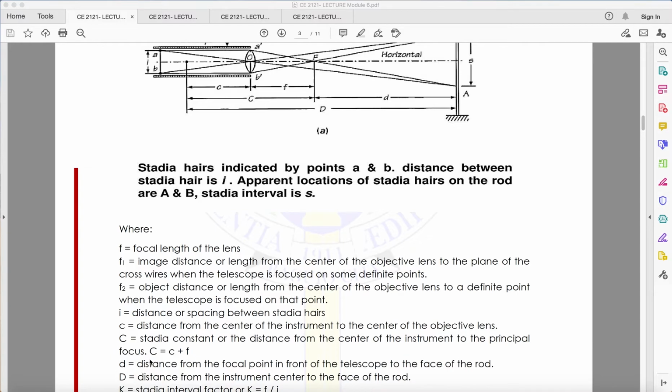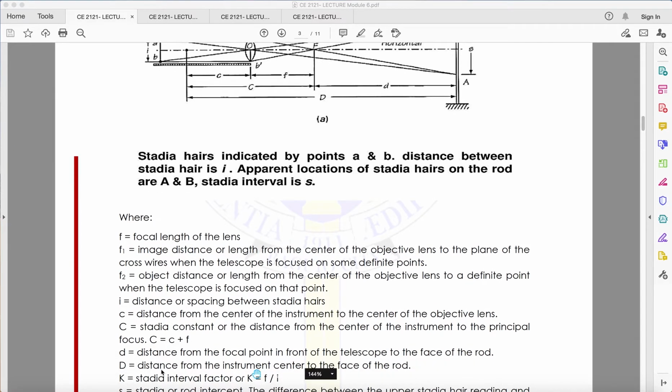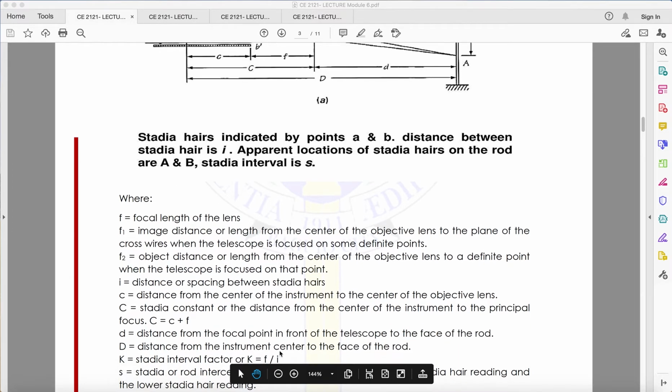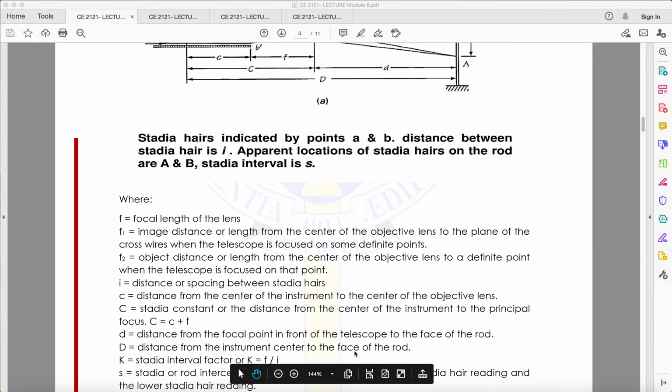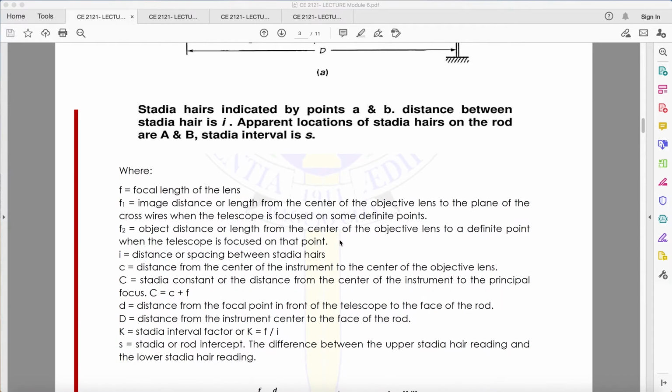This small d stands for the distance from the focal point in front of the telescope to the face of the rod. So from the focal point to the face of the rod, it is where you're going to have your readings. Okay, so that is small d. Capital D is the distance of the instrument center to the face of the rod. So from the center of the telescope to the face of the rod, that is distance D.